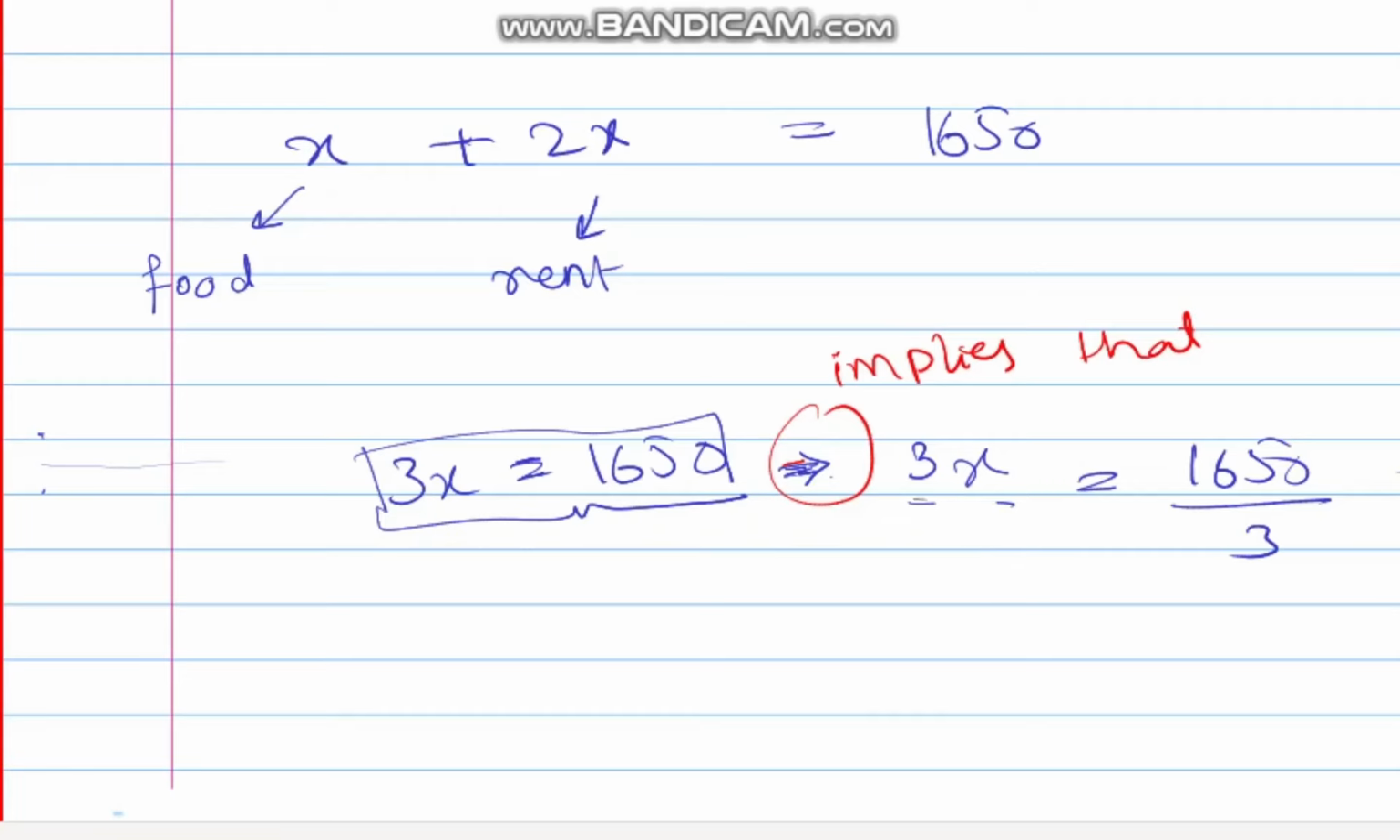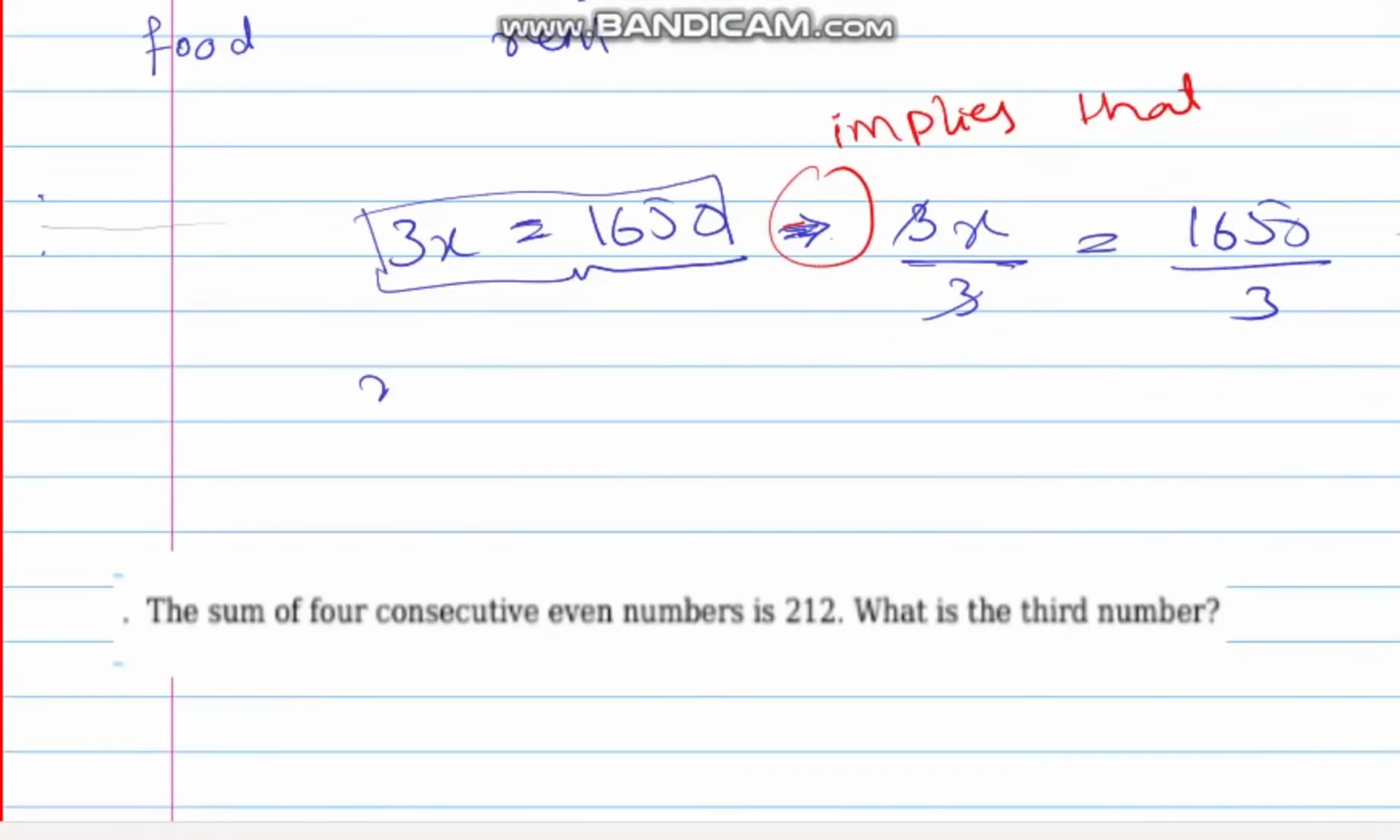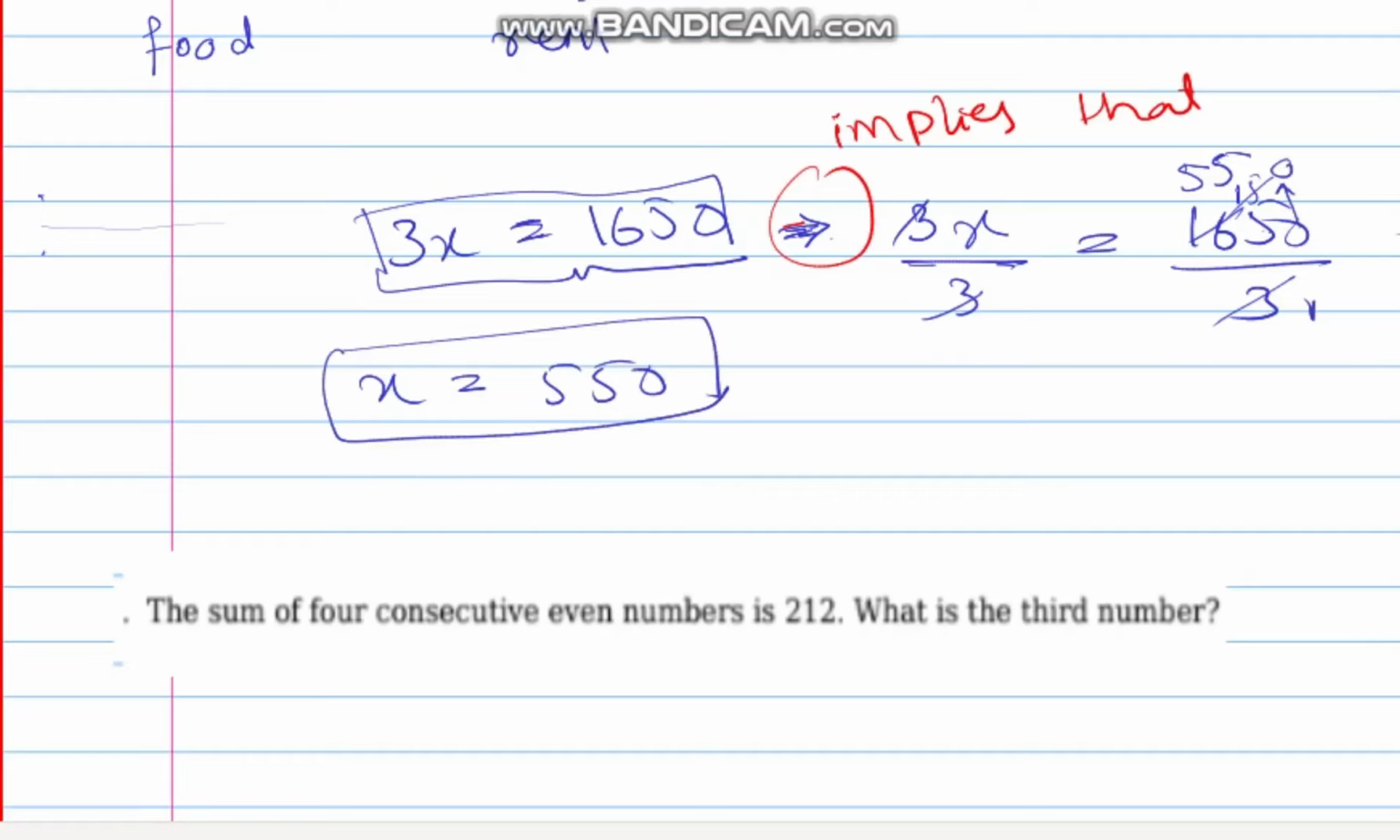So this is the 3 here. 3 will cancel, and I will get x is equal to, let me divide 1650 by 3. 3 multiplied by 1 is 3, and 3 multiplied by 3 is 9. 3 multiplied by 5 is 15, and 1 will go there. This 5 will become 15, and again 3 multiplied by 5 will be 15, and the 0 will come down. So I will get 550 as x. This is basically how I got x.